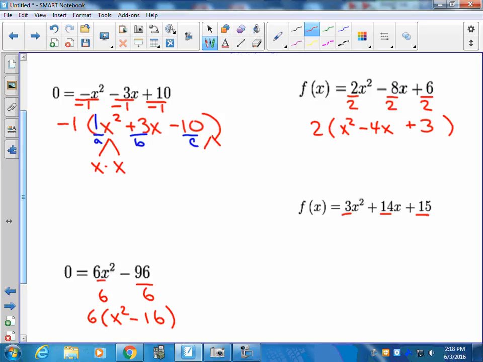What are the factors of 10? I'm not worried about the sign yet. I'm only worried about the number. 1 and 10, 2 and 5. Those are my only options.